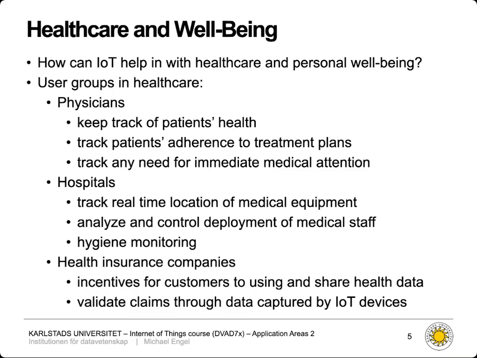And finally, there's a third user group, which might be a bit more controversial, and this is health insurance companies. So, health insurance companies, like car insurance companies, also want to have a tighter control or a tighter overview of what their customers are doing. So, for cars, you probably have seen offers like, let us install a GPS device in your car that continuously sends information out to the car insurance provider.